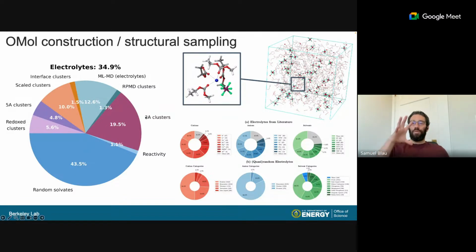We pulled 3 angstrom clusters out of those MD simulations. We pulled 5 angstrom clusters out of those MD simulations. We added and removed electrons from those clusters. Those are the redox clusters.